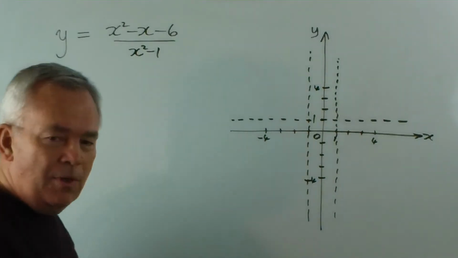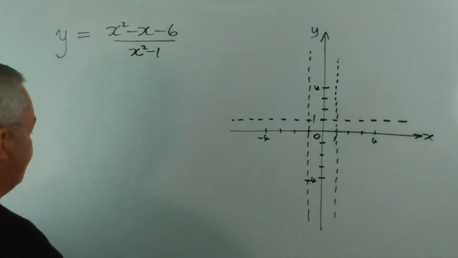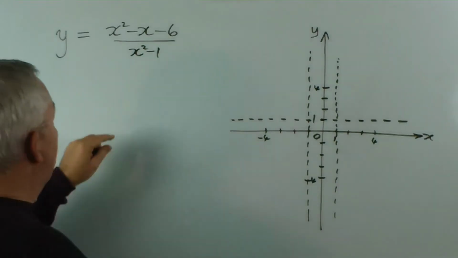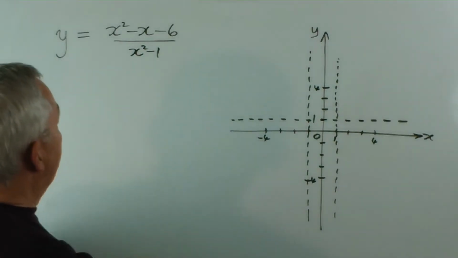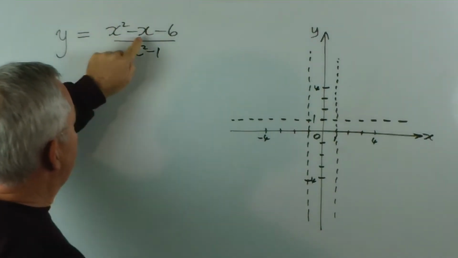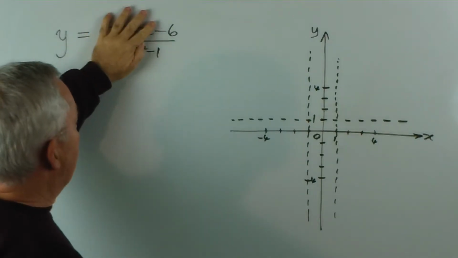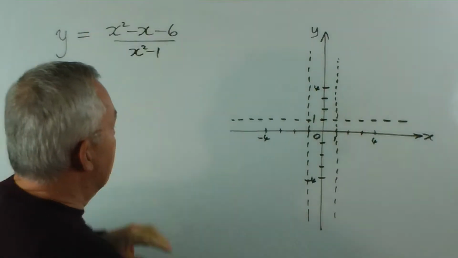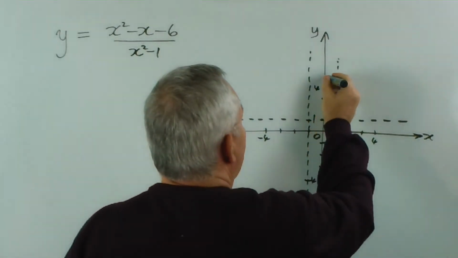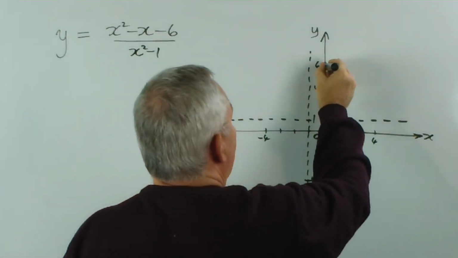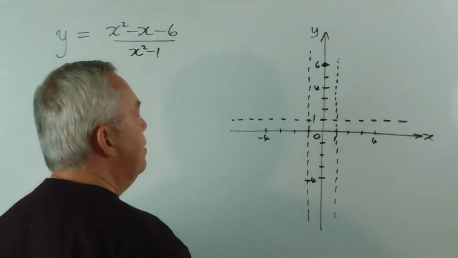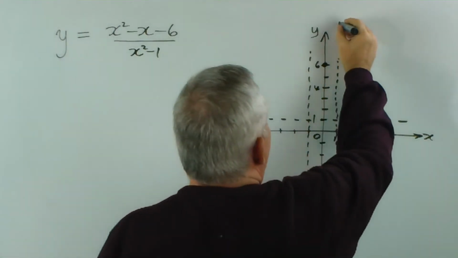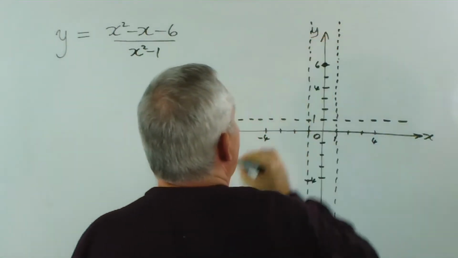But let's perform our division and see what else is revealed. Actually, before we do the division, let's substitute x equals 0. So these all become 0, and y would equal minus 6 over minus 1, which is plus 6. There we go. Now that's interesting. I'm going to extend my asymptotes a little bit.